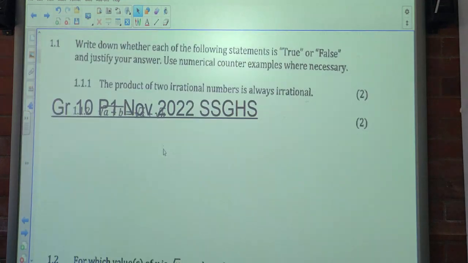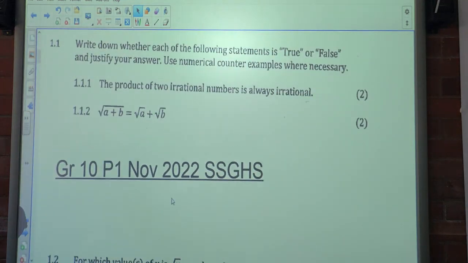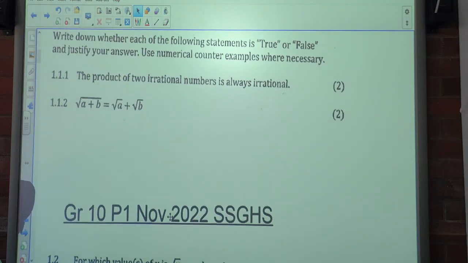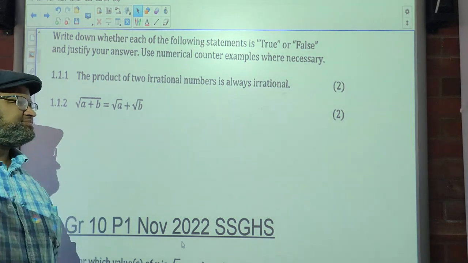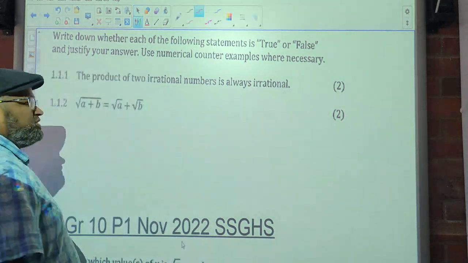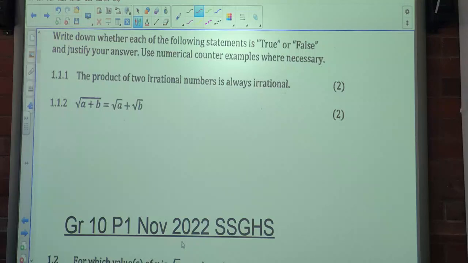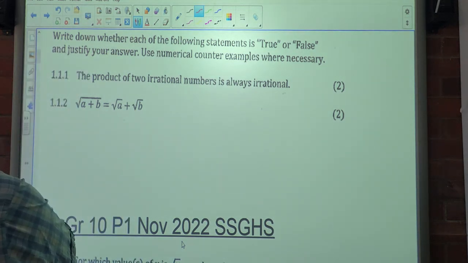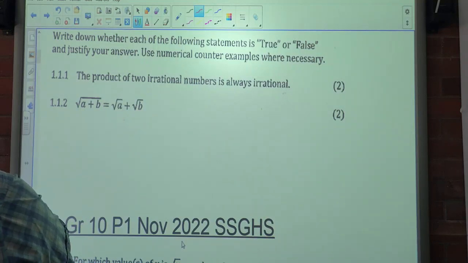So let's go. Here we are told in number 1. You guys have done this paper at this point, and you have marked it from the memo at the back. So if there are any questions that still don't make sense to you, just stop me and I'll try and explain what the misunderstanding is. It says write down whether each of the following statements is true or false, and justify your answer. Use numerical counterexamples where necessary.